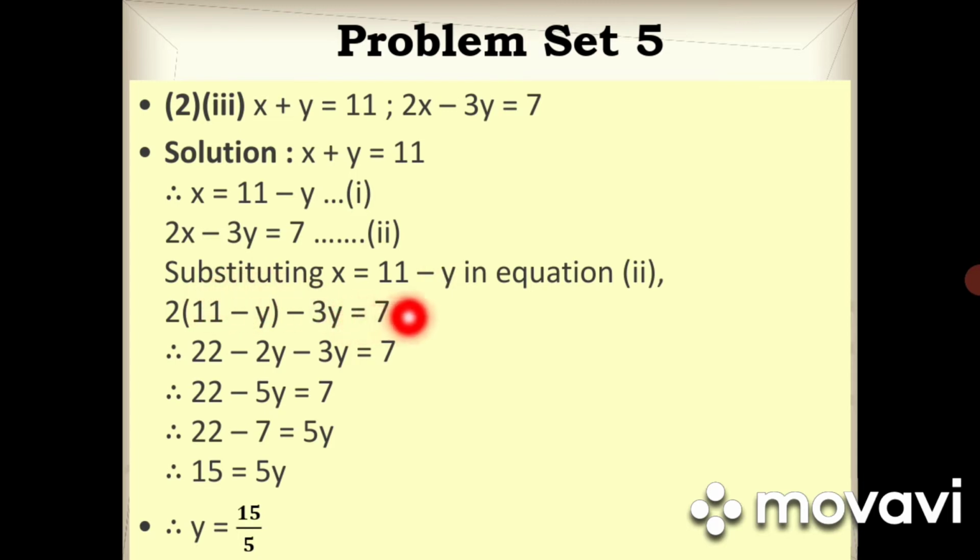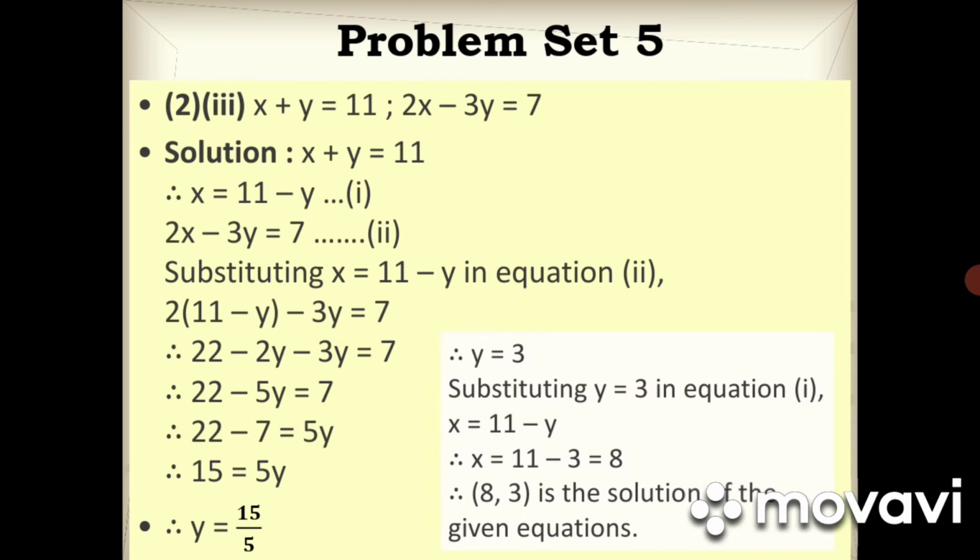Substituting x = 11 - y in equation 2, we get 2(11 - y) - 3y = 7. Therefore 22 - 2y - 3y = 7. Therefore 22 - 5y = 7. Therefore 22 - 7 = 5y. Therefore 15 = 5y, and therefore y = 15/5. Therefore y = 3.